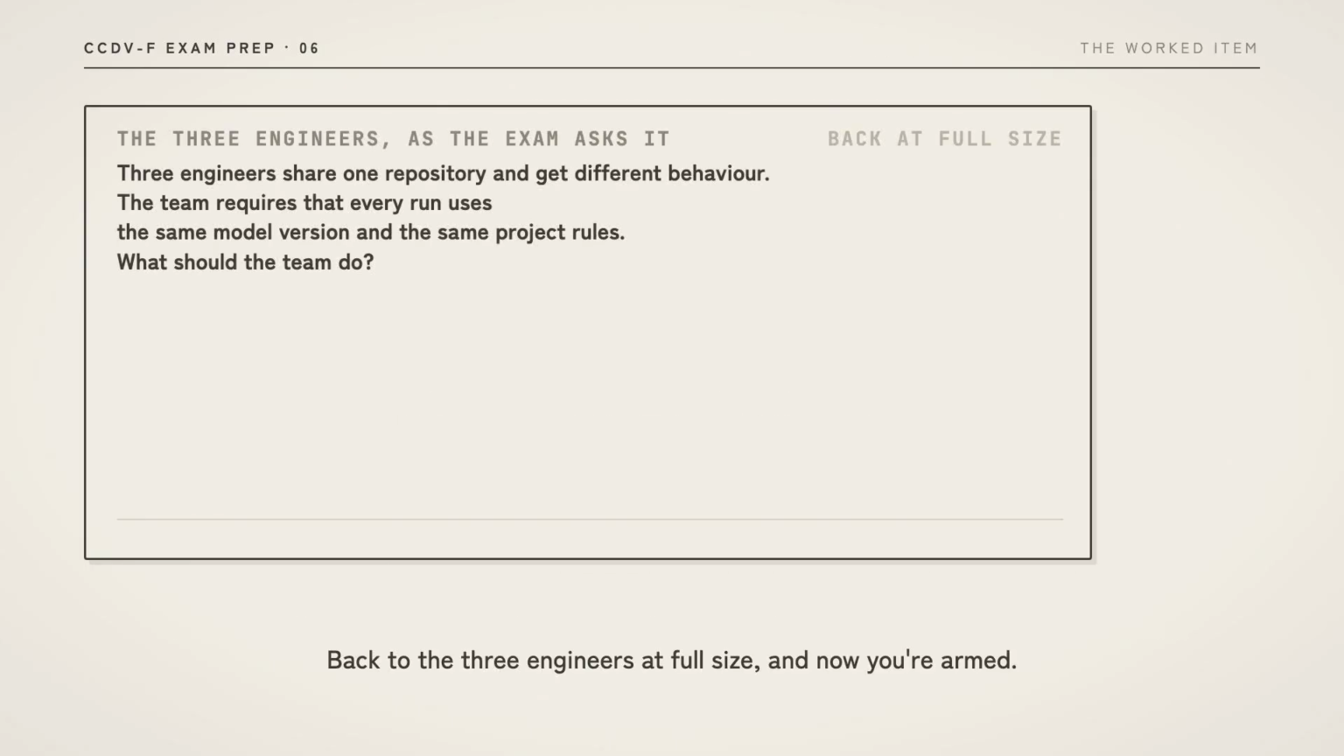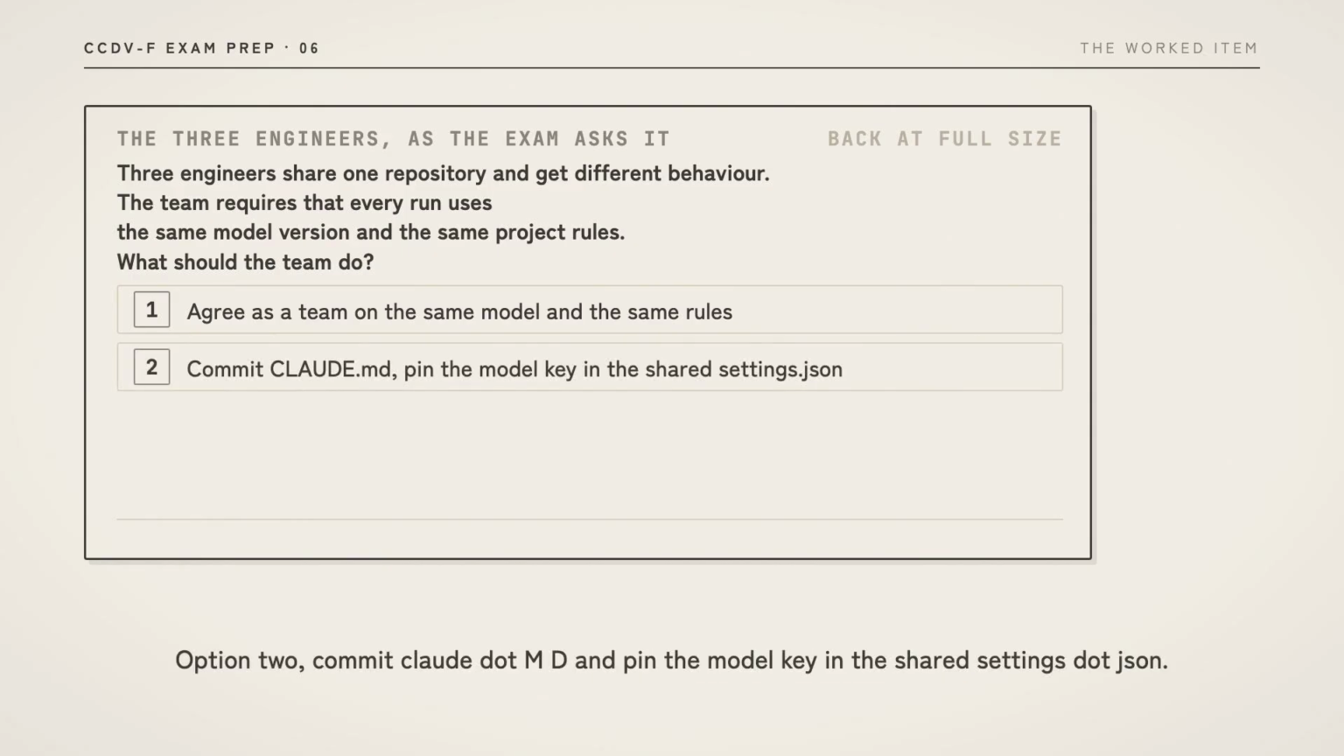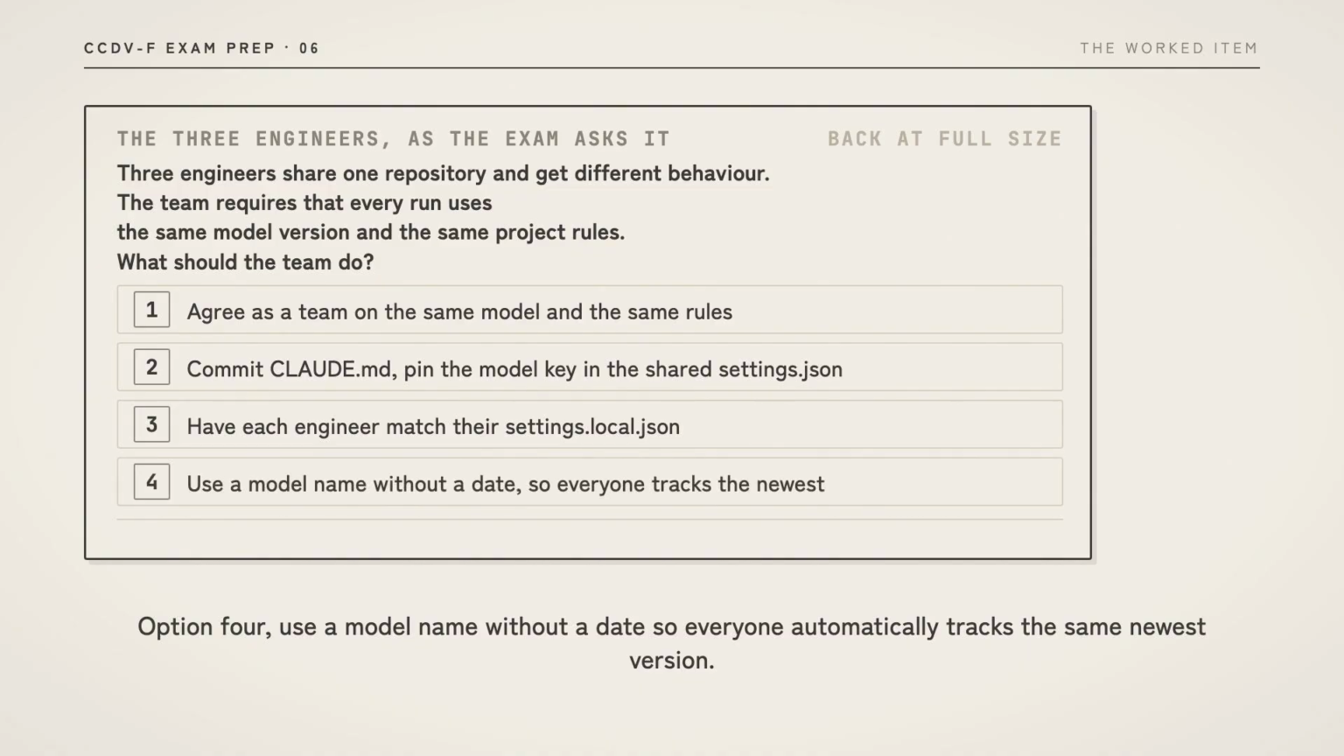Back to the three engineers at full size, and now you are armed. Option 1. Agree as a team to use the same model and follow the same rules. Option 2. Commit Claude.md and pin the model key in the shared settings.json. Option 3. Have each engineer set their personal settings to match. Option 4. Use a model name without a date so everyone automatically tracks the same newest version.